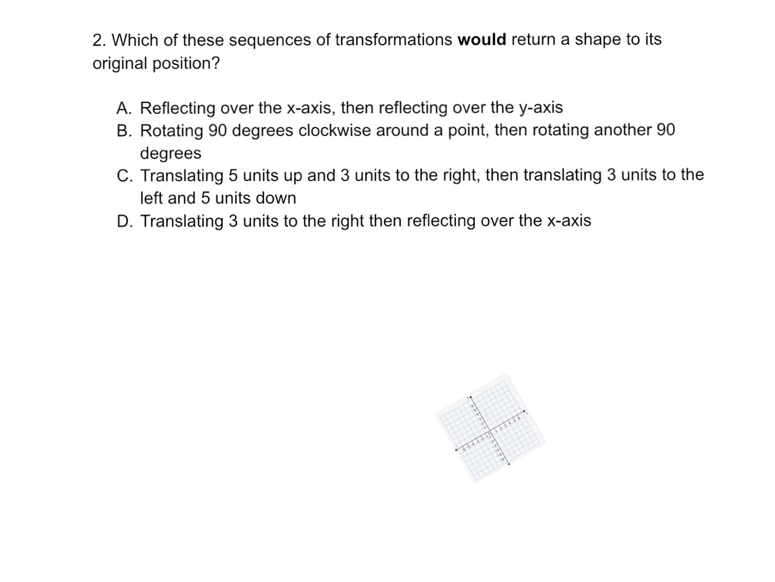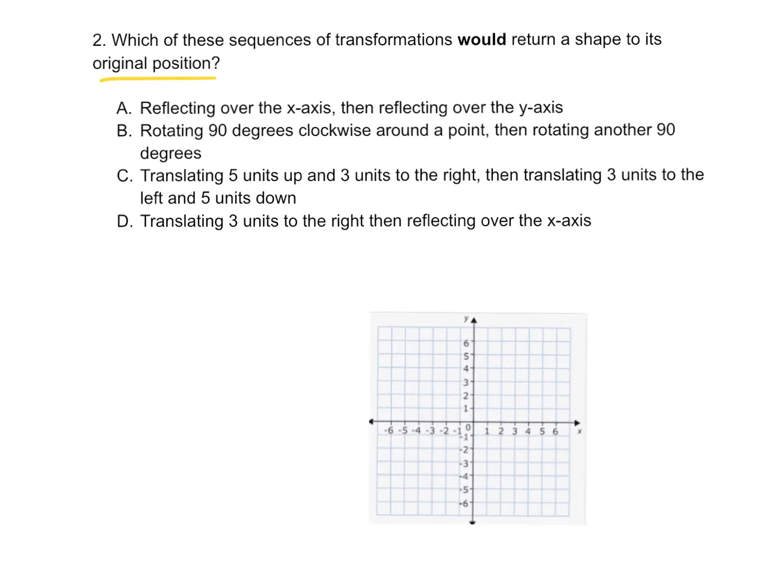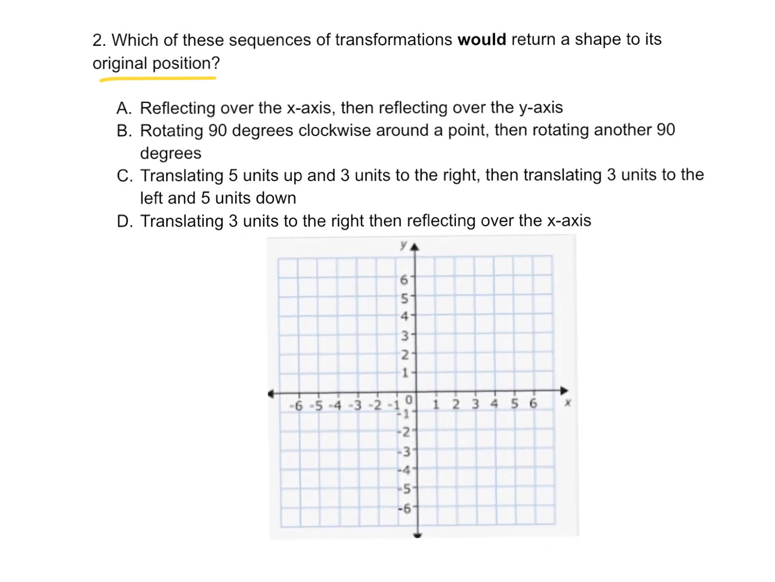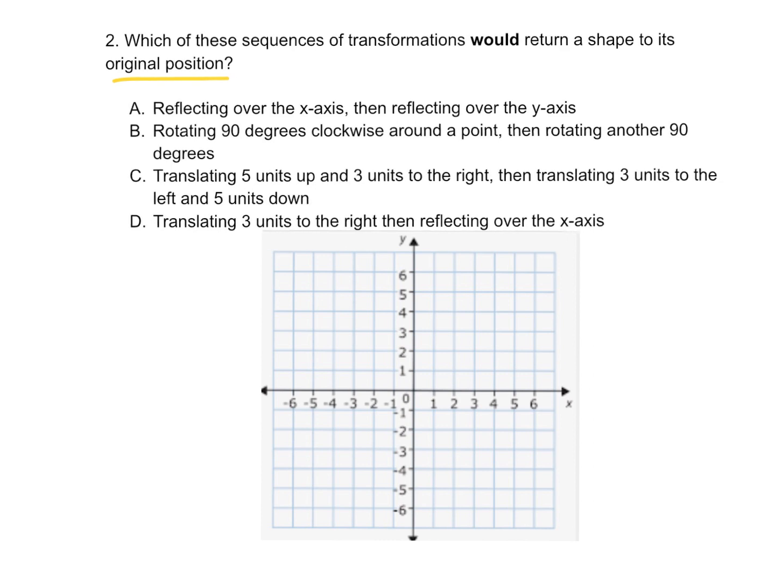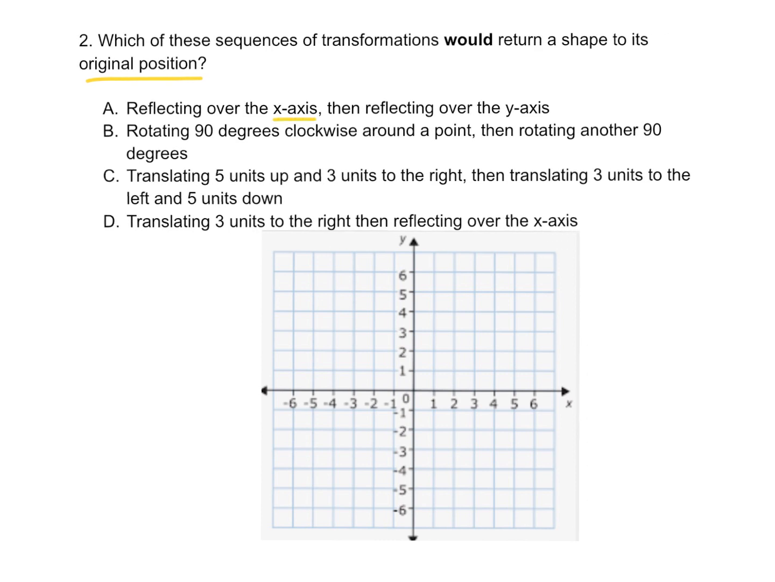Which of these sequences of transformations would return a shape to its original position? Okay, to show you this, I'm going to pull up a little graph here so we can kind of see them all. Okay, beginning with A, we're going to reflect over the x-axis and then reflect over the y-axis and see what happens. So I'm going to just begin with a point. So I'm going to put a point here at (4, 1).